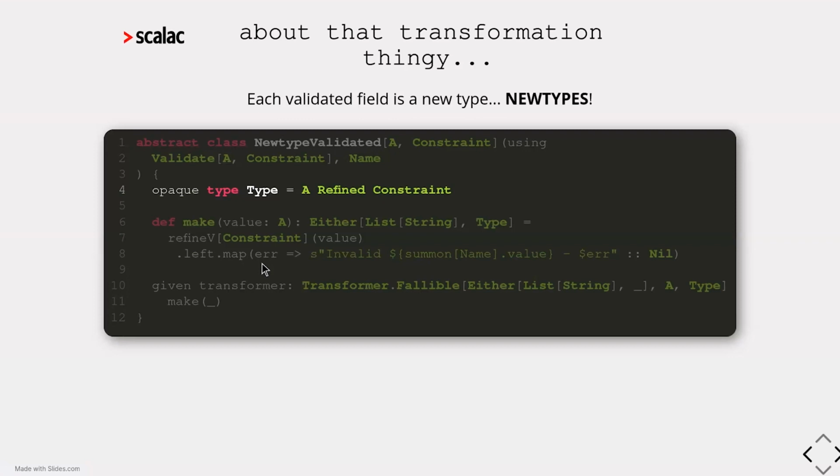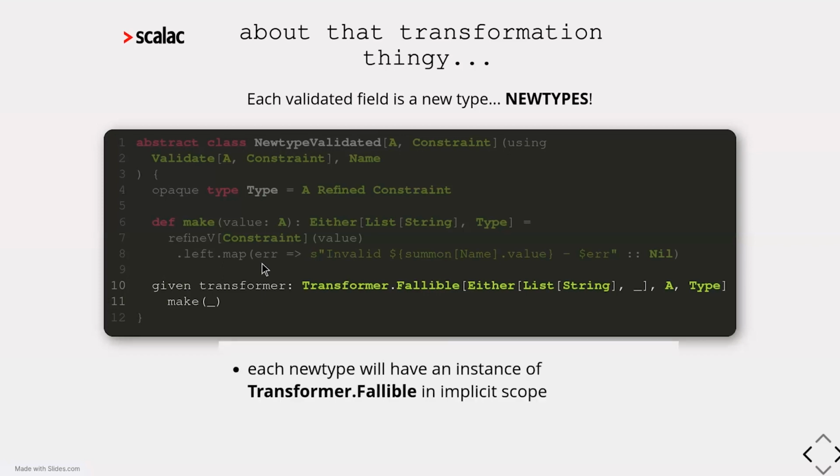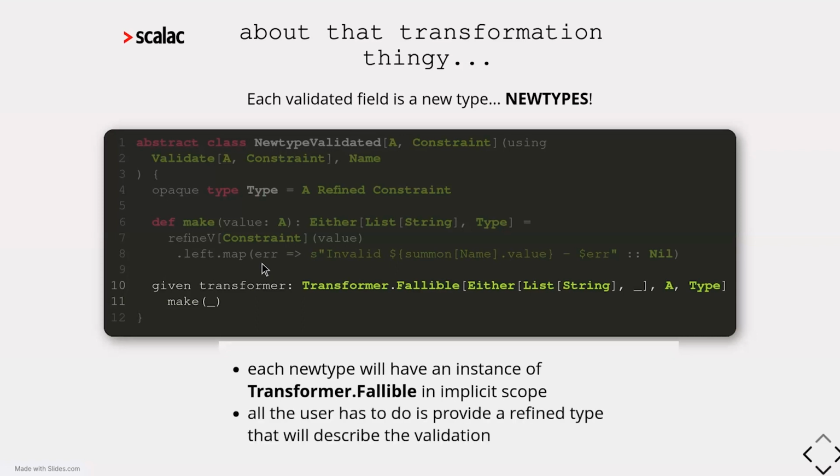So what goes into a new type in Scala 3, it is comprised of an opaque type inside. It usually has a smart constructor. In this case, it has a smart constructor that materializes the constraint. And then I also derive a fallible transformer for that new type by just invoking the smart constructor. So nothing really fancy going on here. The whole point of that is for each new type we create to have a fallible transformer in scope, in implicit scope, I mean. And all the user has to do is provide a refined type that will describe the validation. So let's get to modeling.